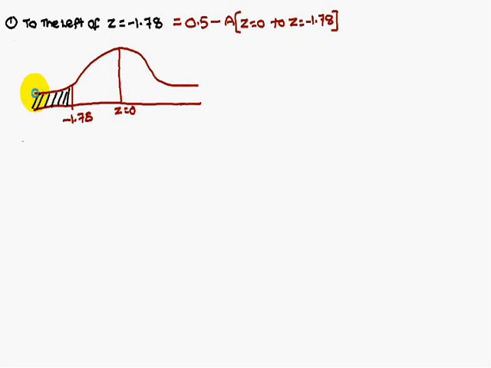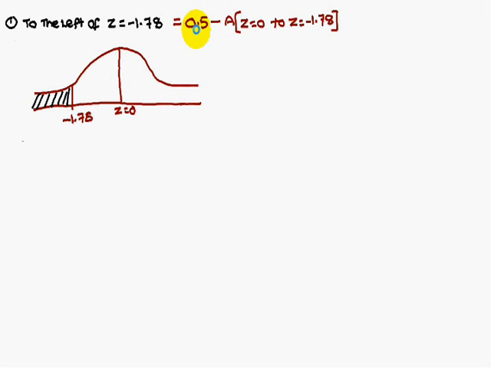Under the bell shaped curve, total area is 1 unit. To the left of z is equal to 0, this area is 0.5. To the right of z is equal to 0, this area is 0.5. We require this area. So what we are doing is that from z is equal to 0 to the left, the entire area is 0.5.